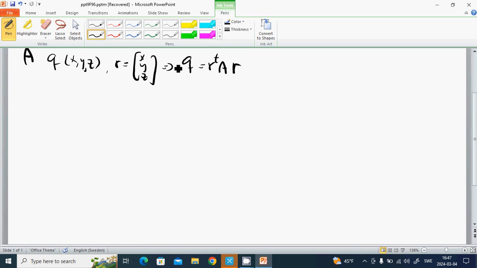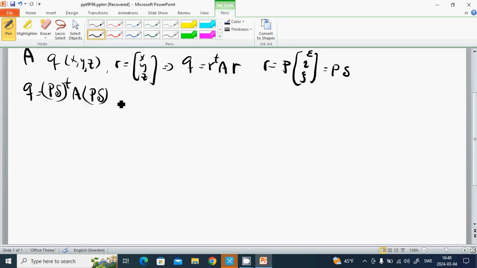And we are going to have R equals P times (epsilon, eta, zeta), and it is P S. Then Q is (P S) transpose A (P S), which is S transpose P transpose A P S, and this is a diagonal matrix.